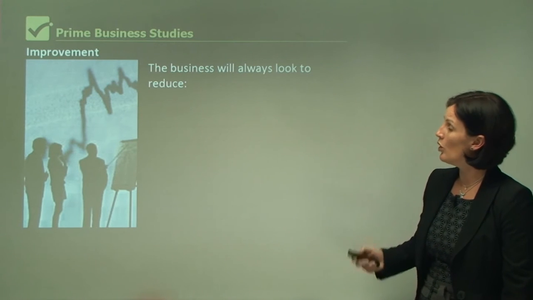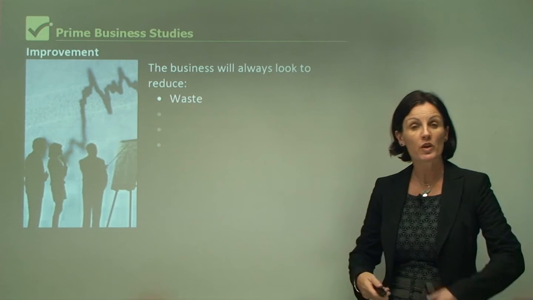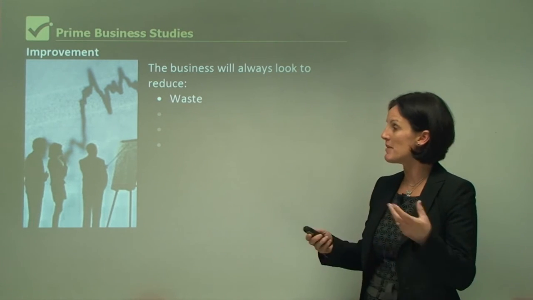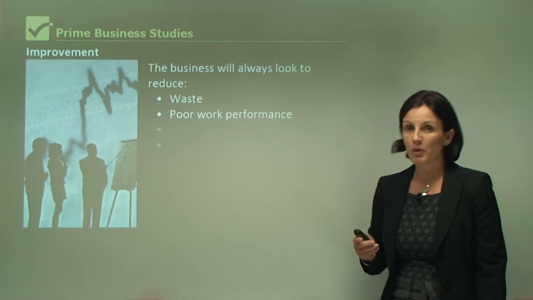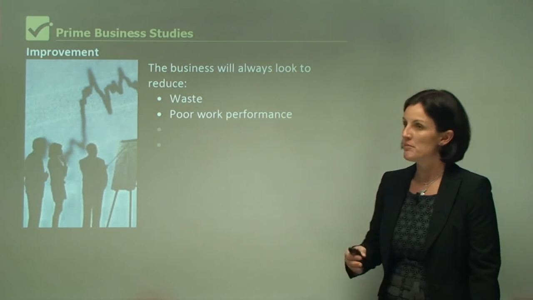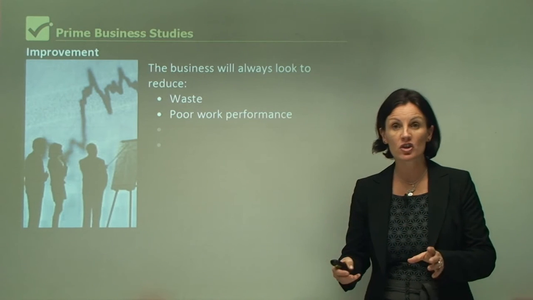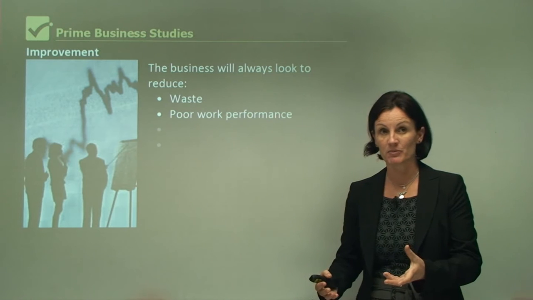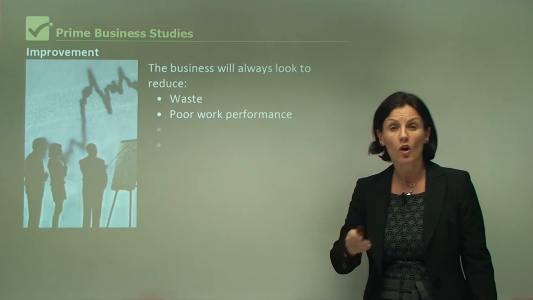Improvement. The business will always look to reduce waste. Now, that's how much we're throwing out or how much product we can't use because it may be defective. We're trying to reduce poor work performance. Now, sometimes our workers may come late to work, they may not be using their time efficiently, or they may be making mistakes in the process. It's very important that the operations manager reduces all of these.